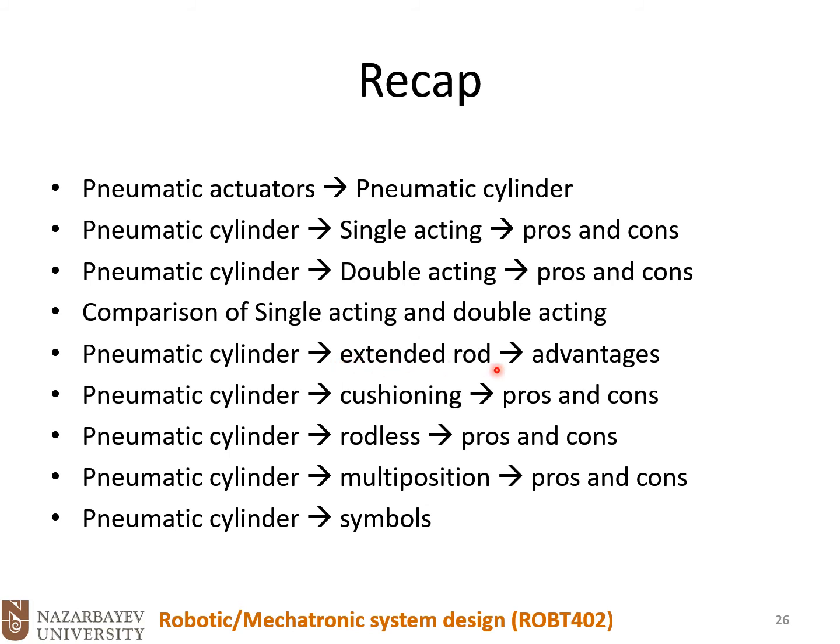Pneumatic cylinders, one type is extended rod double acting cylinders. We discussed the advantages of them. Pneumatic cylinders, cushioning, pros and cons. Rodless, we discussed different couplings, mechanical and magnetic coupling, pros and cons. And multi-positioning cylinders, pros and cons, and tandem ones. And finally, we tried to discuss and understand the symbols of each type.